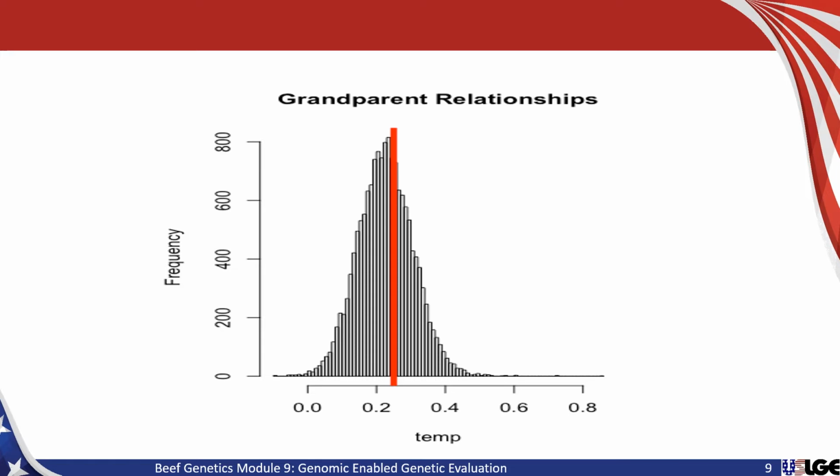Here we have a slide depicting relationships in a real population between individuals and their grandparents using genomics. The vertical red bar denotes the average, approximately 0.25. But you'll see there's a normal distribution around that, ranging from approximately 0 to approximately 0.5. It is through the more accurate estimate of relationships between individuals, such as this, that enables more accurate EPD.